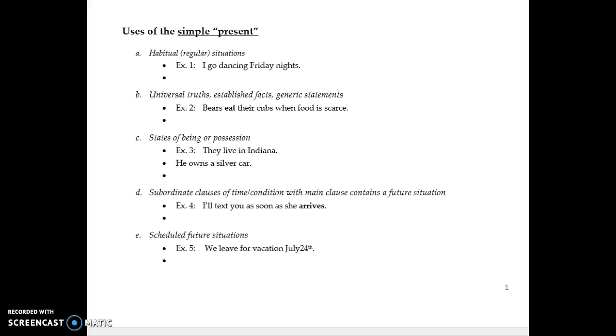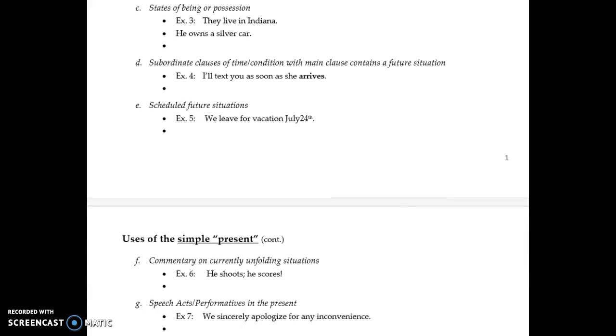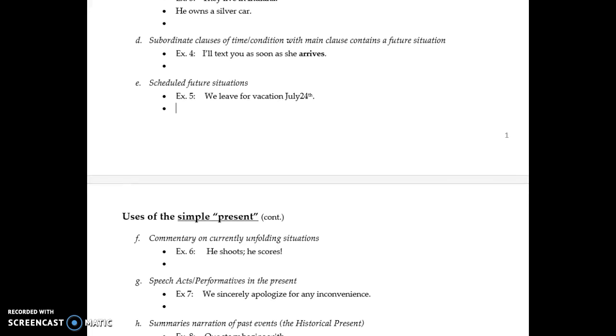Now, as we continue, this might get a little more complicated. So the next one is that we use simple present in subordinate clauses of time or condition when the main clause contains a future situation. So we have a future situation like I will text you, and the subordinate clause as soon as she arrives. Now in this situation, she has not yet arrived. She's not there yet, but we English speakers use simple present in this construction.